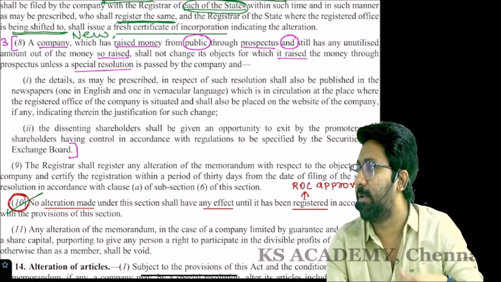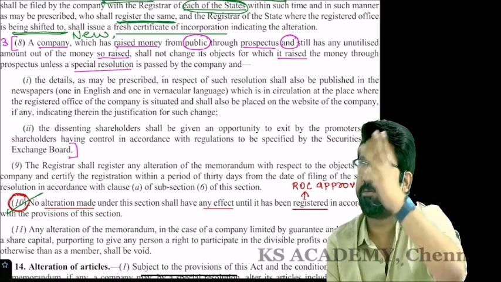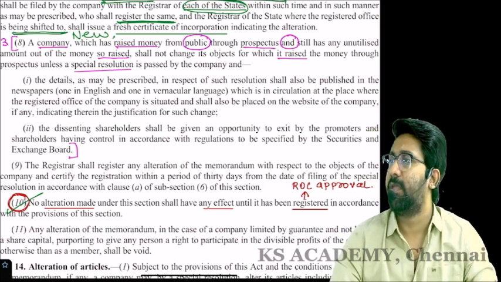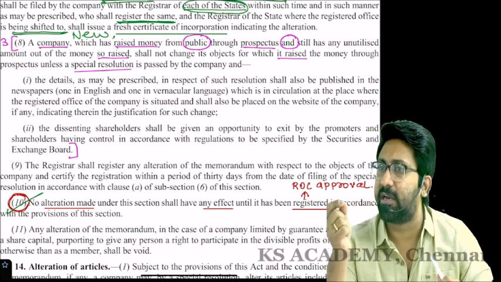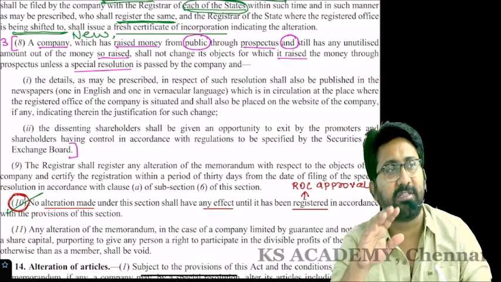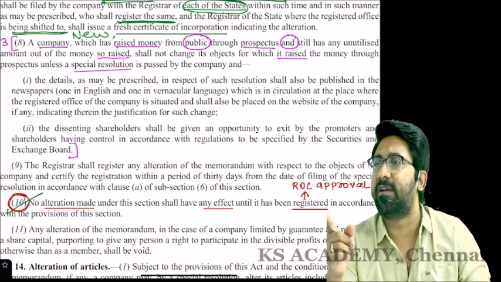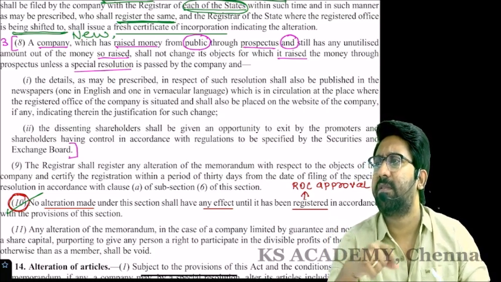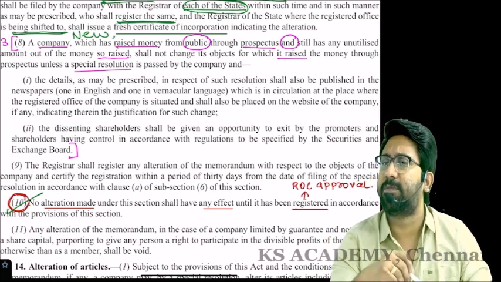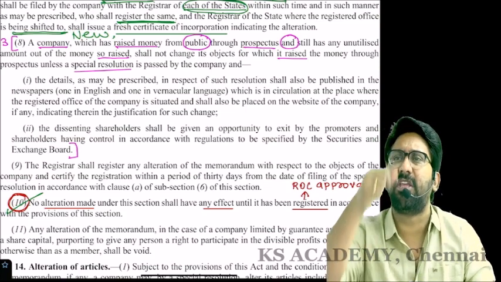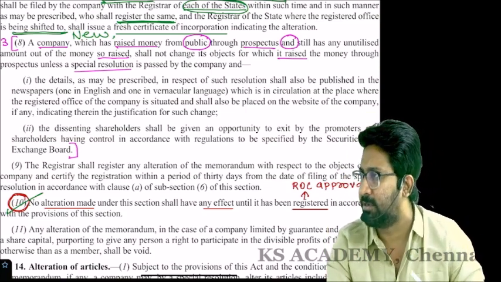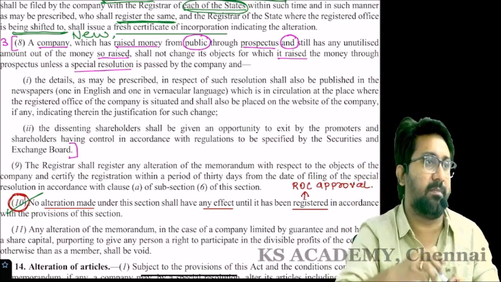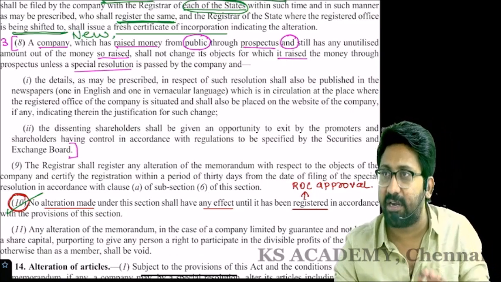So how many special resolutions are required? Two special resolutions are required. The same thing happens here also. To alter the objects clause of the memorandum, which resolution is required? Where was it said? Section number 13, subsection number 1. It was clearly said that any memorandum alteration requires what resolution? The objects clause also requires the same thing. That is alteration of the memorandum. This is not alteration of the memorandum.